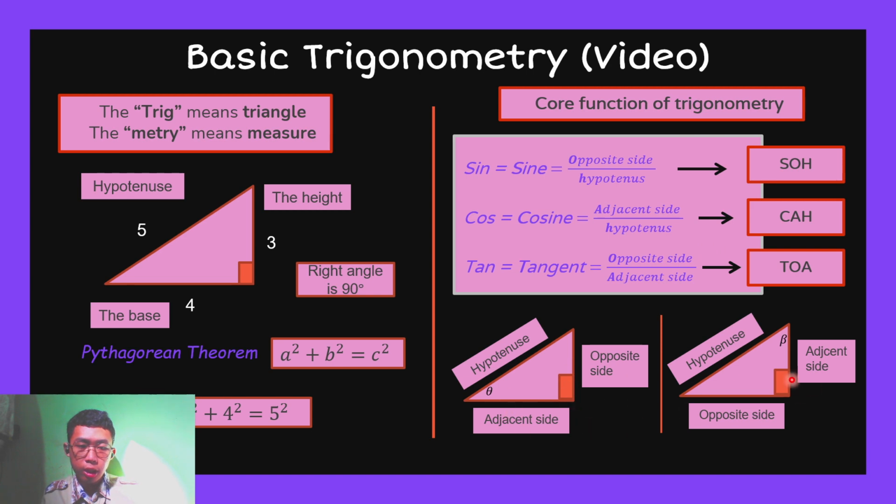And this is an example for the theta in here. So the opposite side is here, the adjacent side is here, and the hypotenuse is here. But when the beta is in here, the opposite side is here and the adjacent side is here.